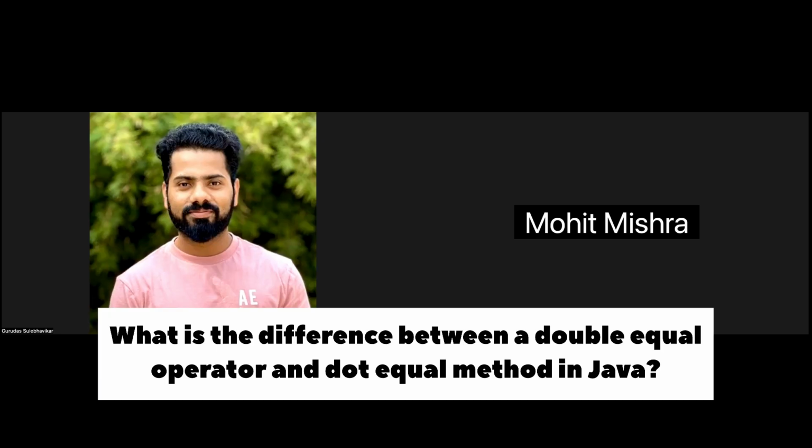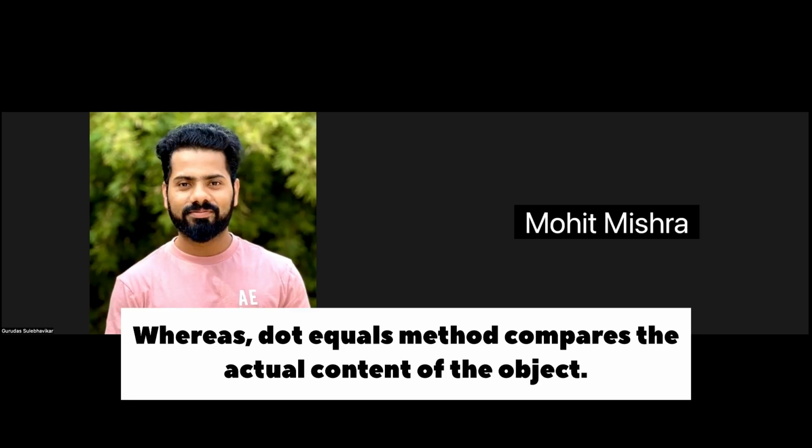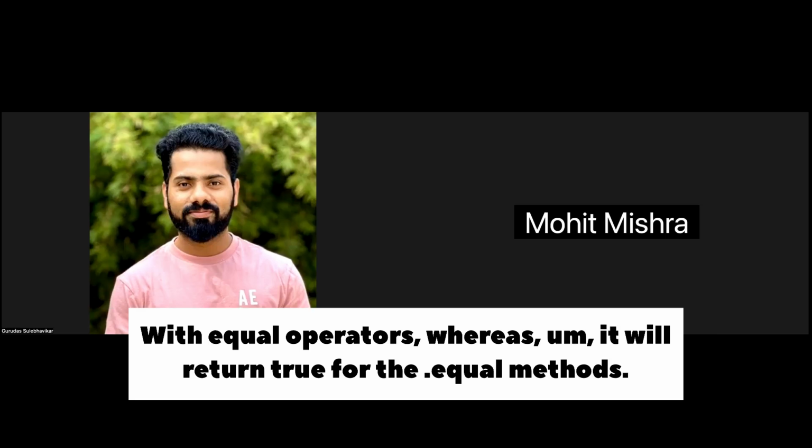What is the difference between the double equals operator and the .equals method in Java? Double equals checks if two references point to the exact same object in memory, whereas the .equals method compares the actual content of the object. For example, two different string objects with the same value will return false with the double equals operator, whereas it will return true for the .equals method.